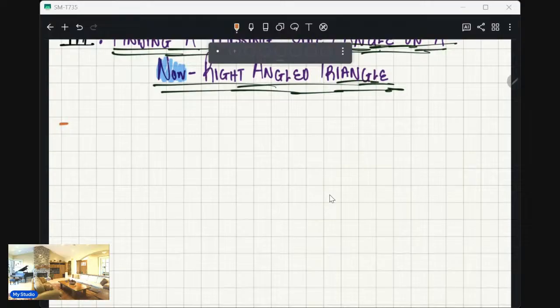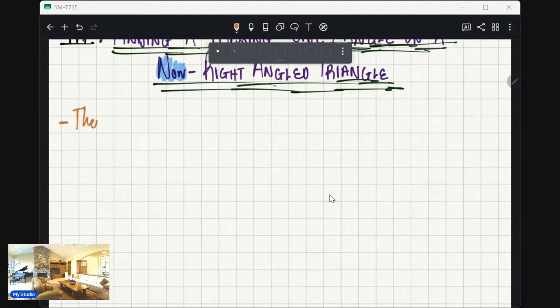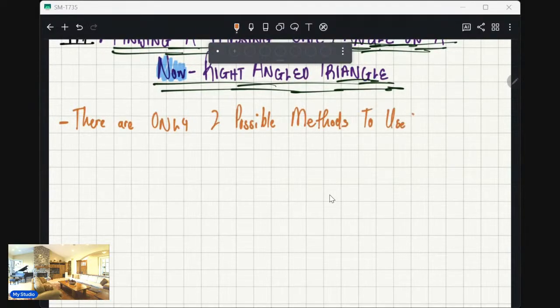As long as you have a triangle and it has no right angle, and they want you to find a side or an angle, there are only two possible methods. Are you listening? There are only two possible methods to use. One is called cosine rule.